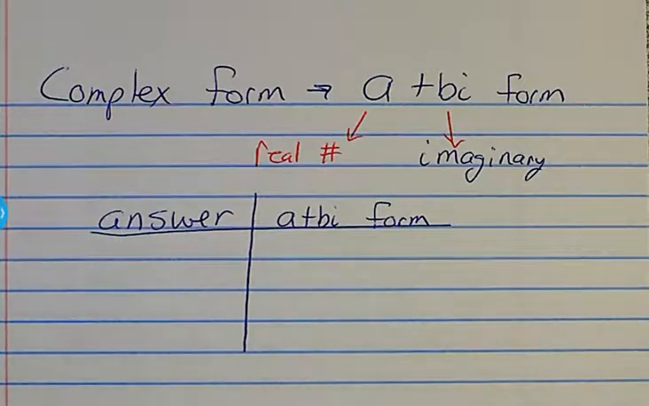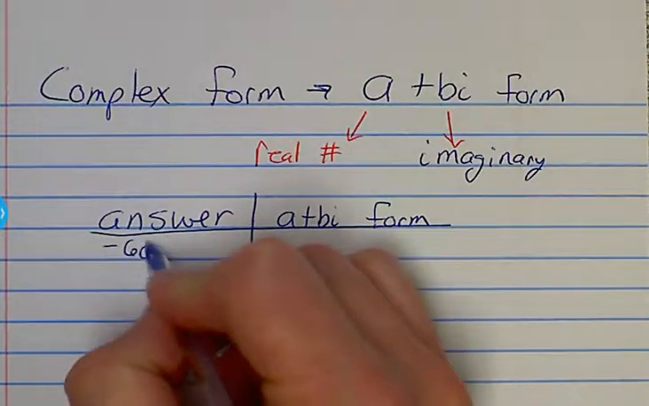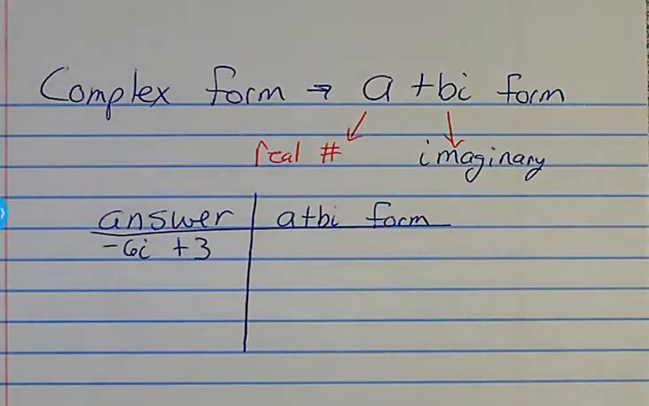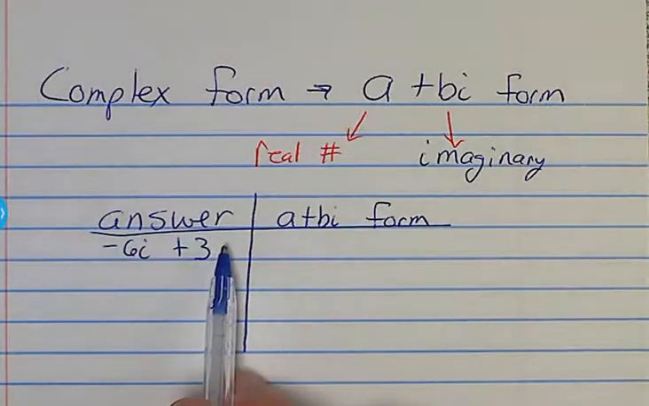So let's say you get an answer that's negative 6I plus 3. Okay, now if on the test I'm going to ask you to put it in complex or A plus BI form, and you get to here and you leave it here, that's probably going to make you lose a point on one of the questions.